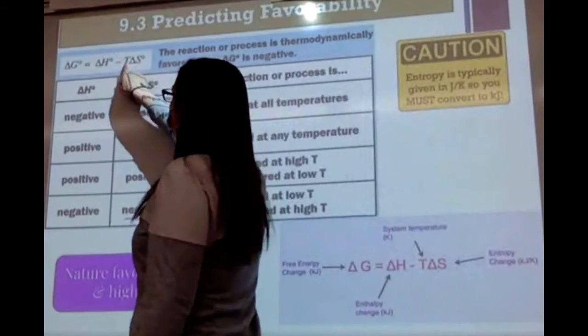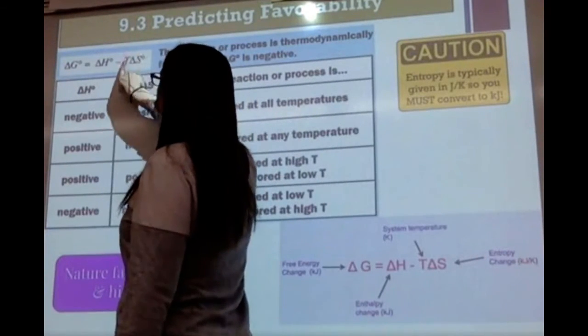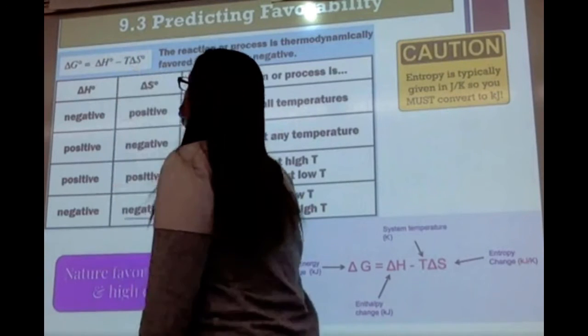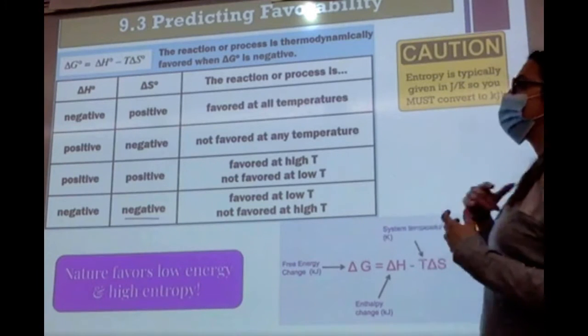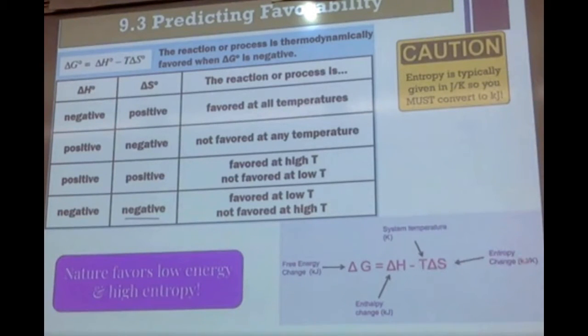But as we increase the temperature higher and higher, eventually this T delta S value is going to be greater than delta H. So eventually delta G will become negative. So at high temperatures, that would be favored. And notice how if they're both negative, it's the opposite. So when delta H and delta S are the same sign, you have to figure out how temperature affects favorability. But you have to remember that entropy has to be converted.